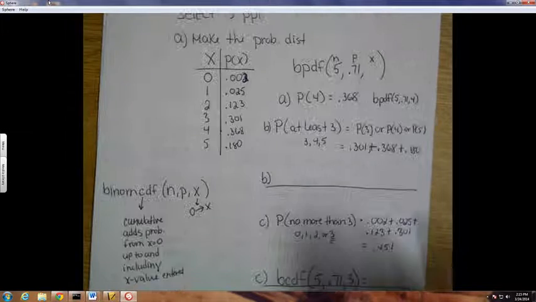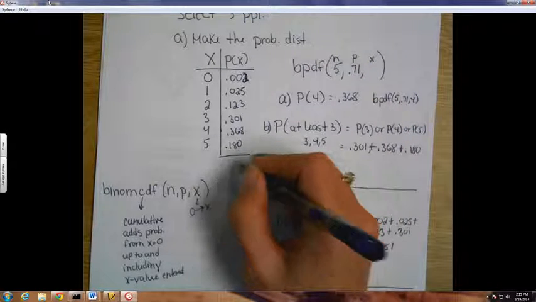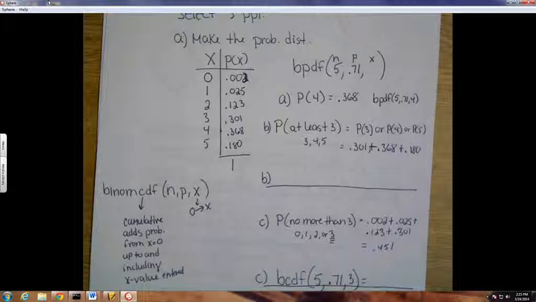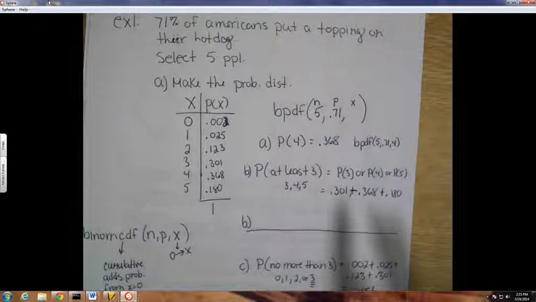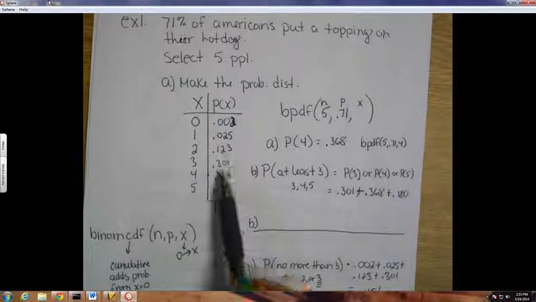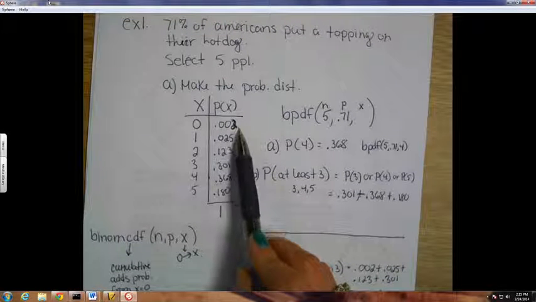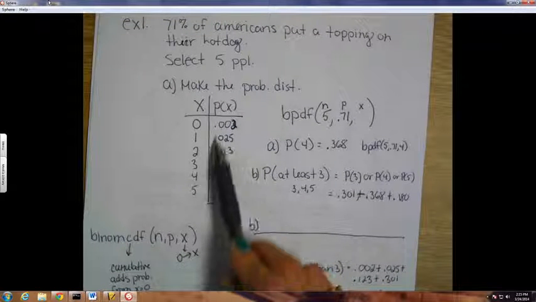What do all of the probabilities in a probability distribution add up to? 1. That was one of the properties of a probability distribution from the first day. Let's go back to B here. We're going to do 1 minus. I want it to give me the sum of 3, 4, and 5. I don't want it to give me these first 3 probabilities, 0, 1, and 2.